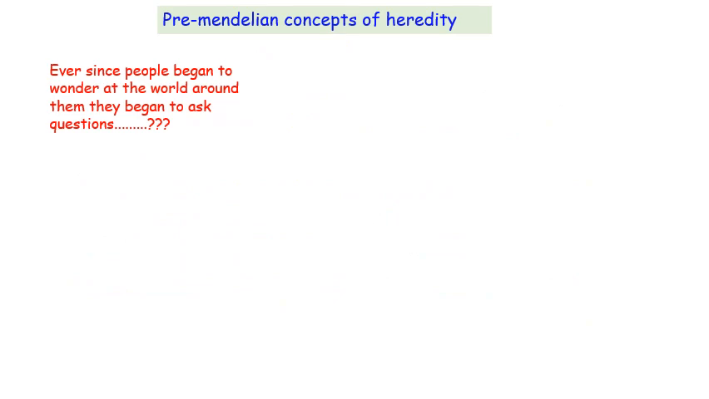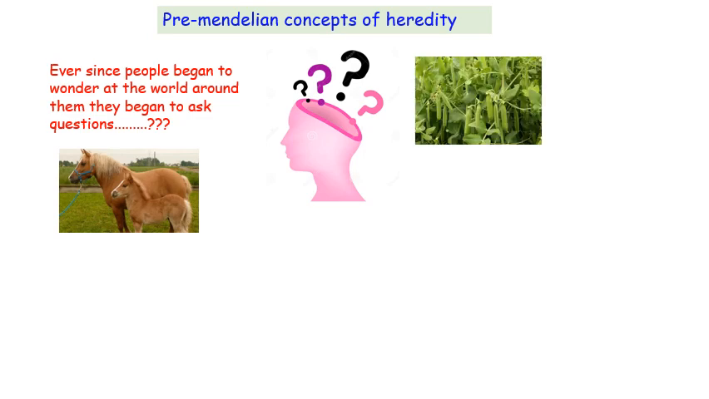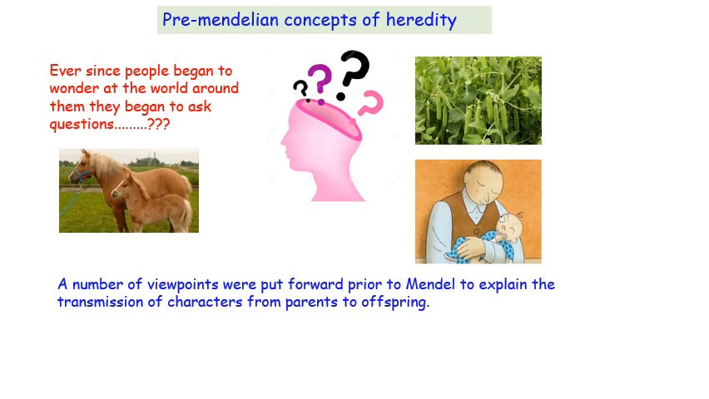Ever since people began to wonder at the world, they asked several questions. Why actually does a horse always give birth to a horse? Why do pea plants produce peas? Why not other fruits? Why not apples? Why do offsprings resemble parents? A number of viewpoints were put forward prior to Mendel to explain the transmission of characters from parents to offspring.